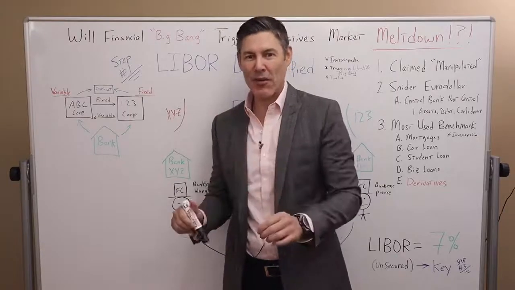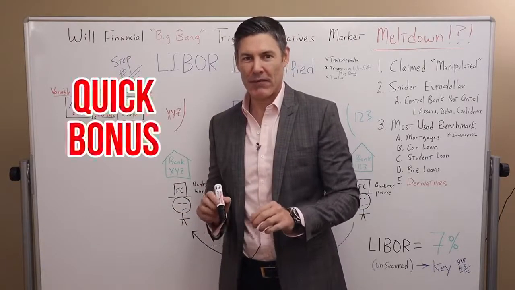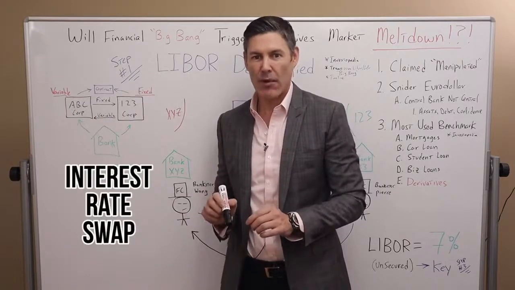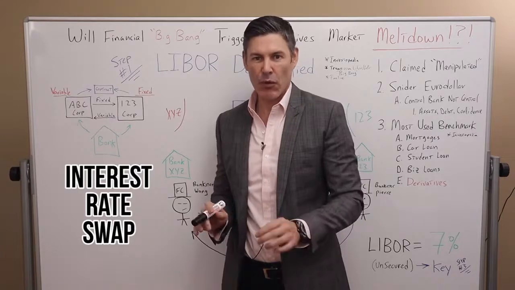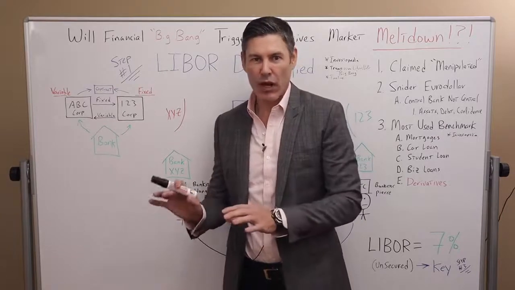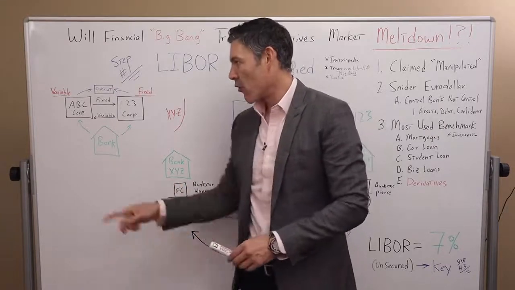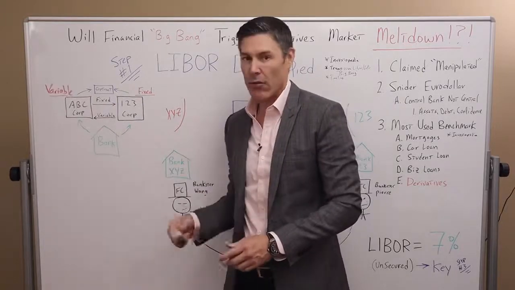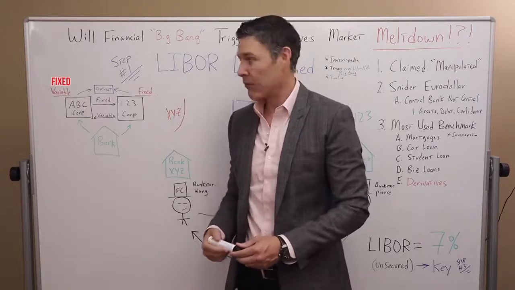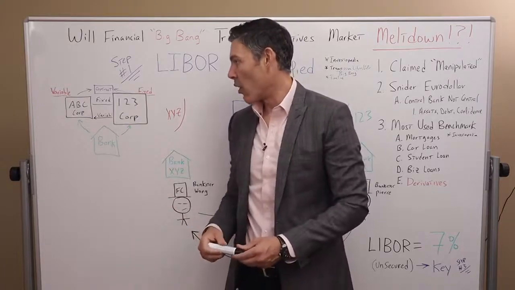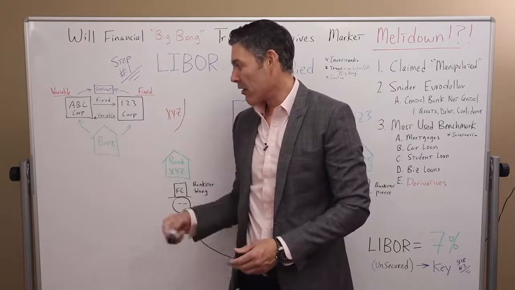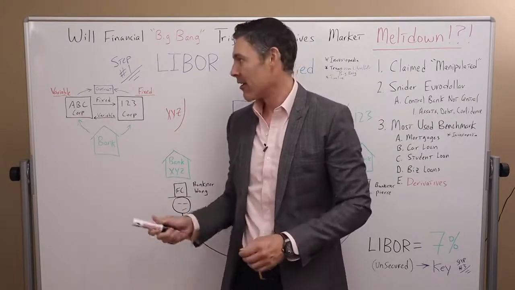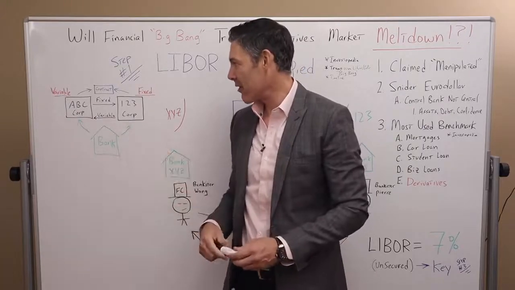Whoa, time out. Guys, I wanted to throw in a quick bonus for you because the main derivative they use LIBOR for is something called an interest rate swap. I've gone over it in previous videos, so I won't go over it extensively now, but I just wanted to walk you through that briefly. Basically, you have Corporation ABC and 123. Corporation ABC has a variable loan, but they want a fixed rate loan. Vice versa for Corporation 123. So they go to the bank, let's say JP Morgan, and they say, we want an interest rate swap. We hate these variable rates, or this guy says, I hate the fixed rates.